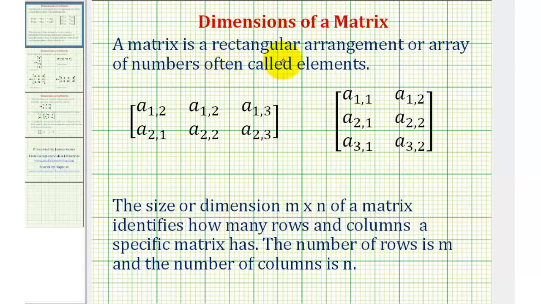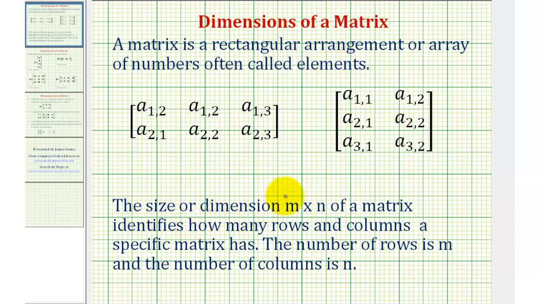A matrix is a rectangular arrangement or array of numbers, often called elements. Here are two examples of matrices. Notice how both matrices have 6 elements, but the arrangement is quite different. And this is why it's so important to understand the dimensions of a matrix.